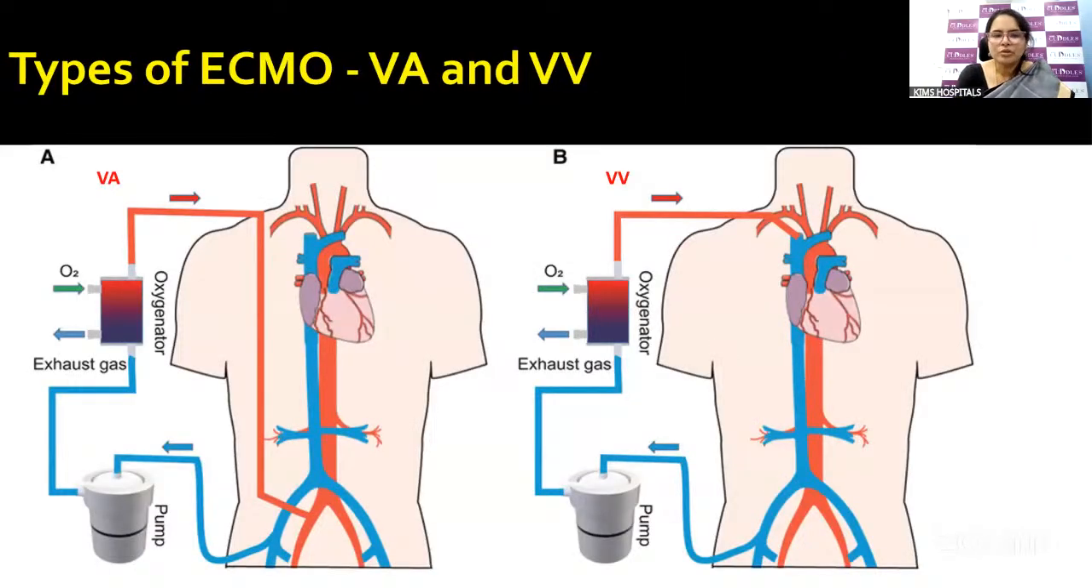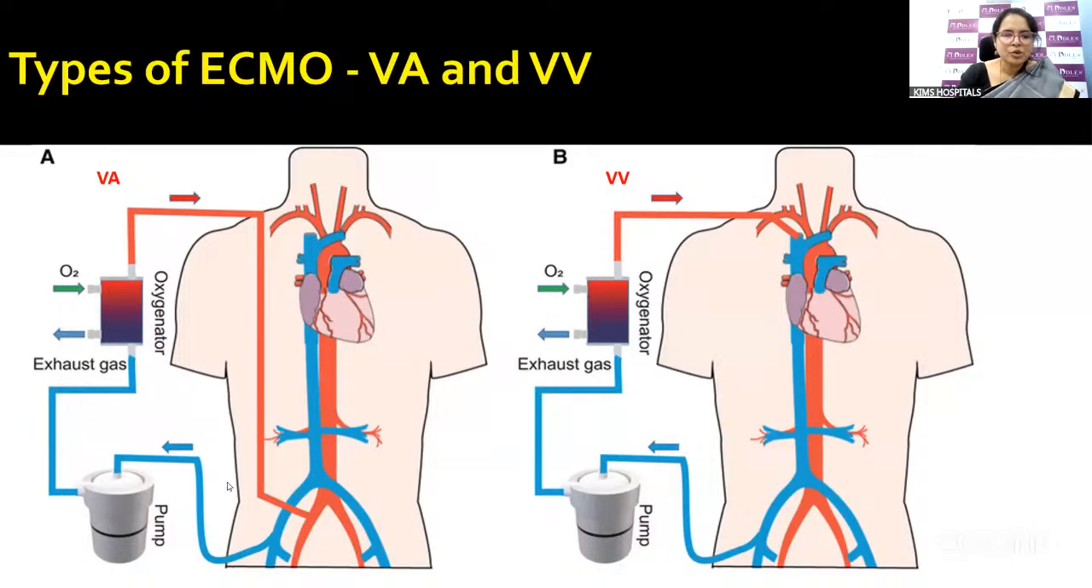So now we'll move on to the types of ECMO. The two major types that we should all know are VA and VV ECMO. Of course, there are hybrid types of ECMO like VAV ECMO, etc., where there can be multiple return cannulae. But let us first start with this simple classification of ECMO, VA and VV. So the figure on your left, which is labeled as VA ECMO, we'll begin with that.